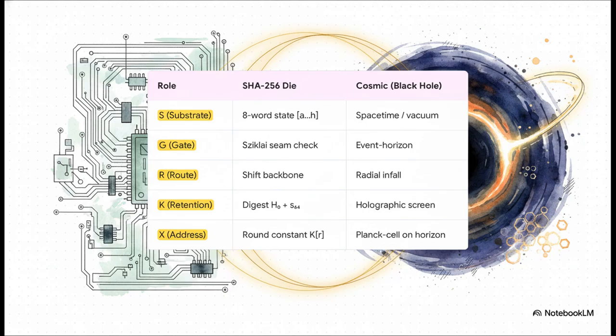And once you start thinking that the universe might just be a giant computer, you can start looking for parallels. And when you do, something like a Rosetta Stone starts to emerge. Look at this map. The fundamental jobs in the SHA-256 algorithm seem to have direct counterparts in the physics of a black hole. The substrate it runs on is an 8-word state in the chip. It's spacetime in the cosmos. The gate that controls information flow, that maps directly to the event horizon. The parallels are just shockingly direct, right down the line.